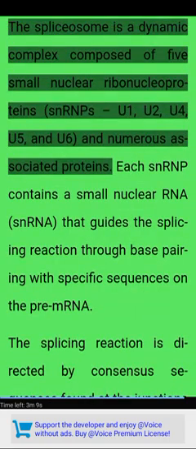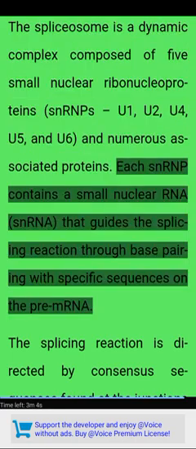The spliceosome is a dynamic complex composed of five small nuclear ribonucleoproteins, snRNPs: U1, U2, U4, U5, and U6, and numerous associated proteins. Each snRNP contains a small nuclear RNA, snRNA, that guides the splicing reaction through base pairing with specific sequences on the pre-mRNA.